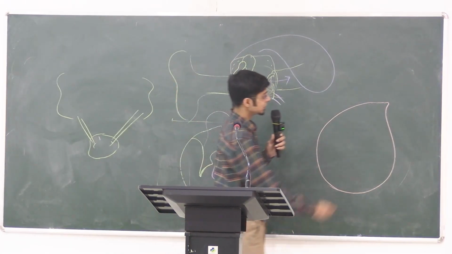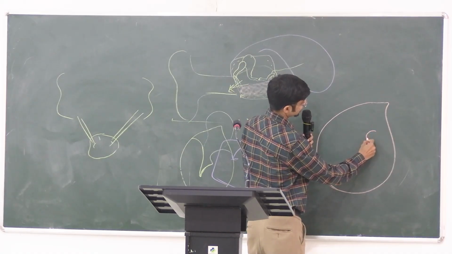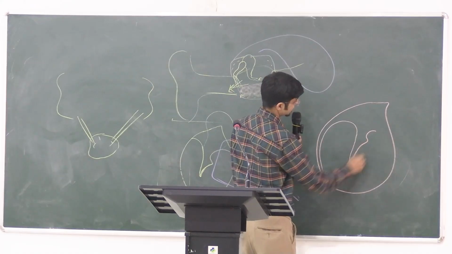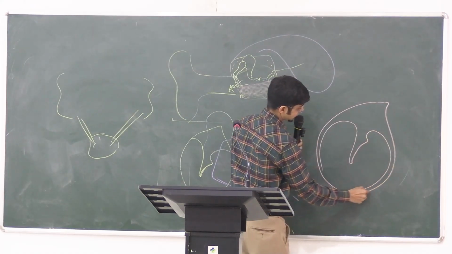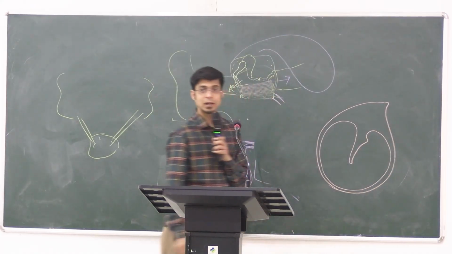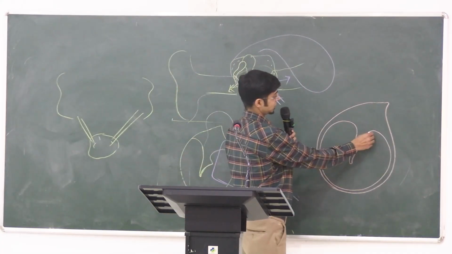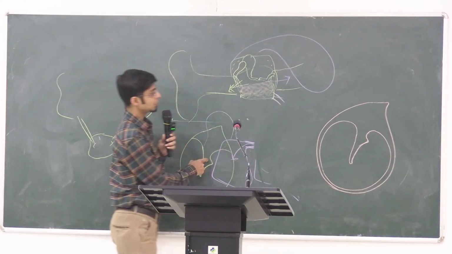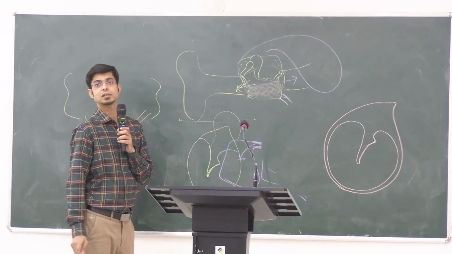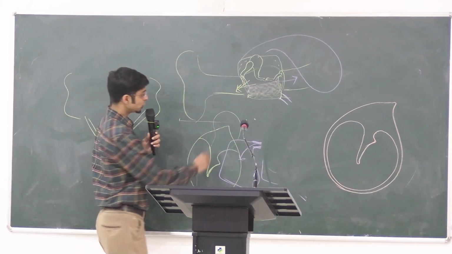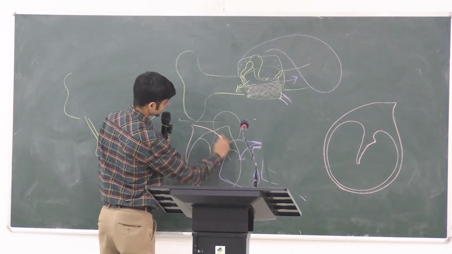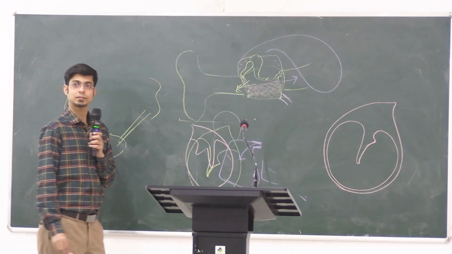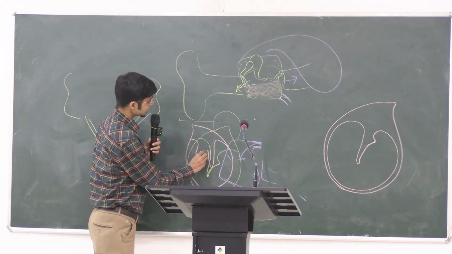And the handle of the malleus towards the right. So this tympanic membrane is the right tympanic membrane. So the left one will be like this. Not this way.